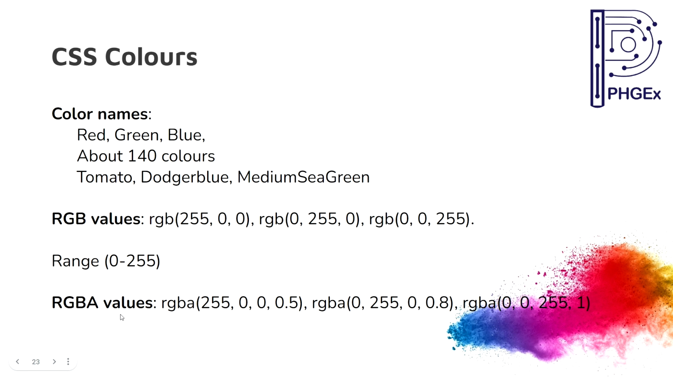Now, there's also another layer, which is RGBA. The RGBA adds an extra layer of transparency to the color. So, instead of specifying 3 values, here you are going to pick 4 different values. The last value, which is the alpha channel, specifies the transparency of your color, and ranges from 0 to 1.